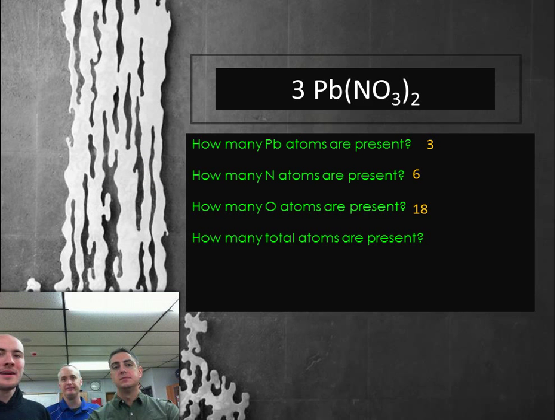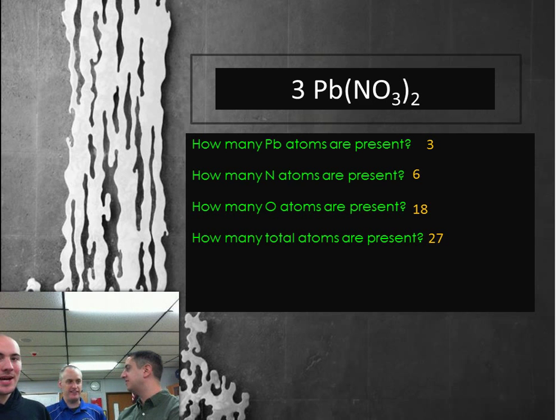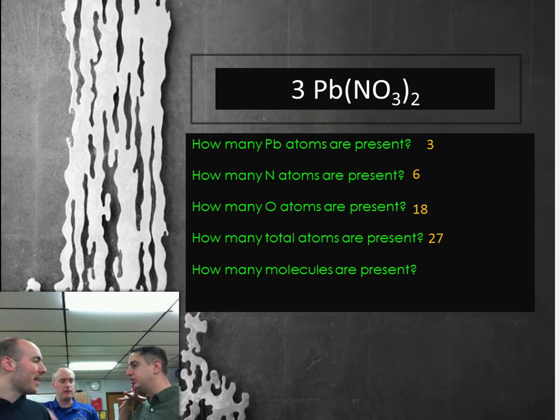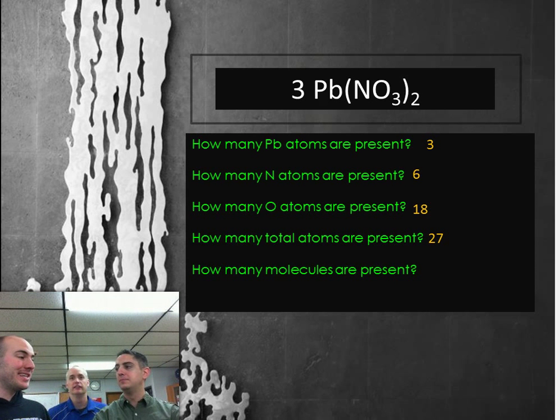Okay. So how many total atoms are present? When you add that all together, that's some hard math. I can't do that. 27. It's in the upper 20s. Woo! 27. Whoa, don't leave me hanging. And then, quick, this might actually be an easier question than it looks.